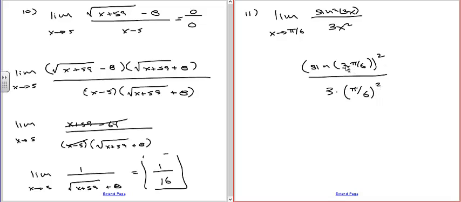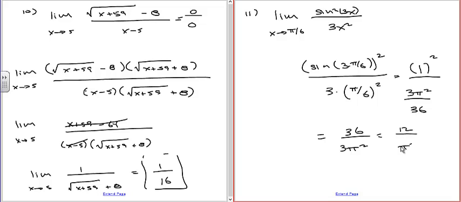Now, here we have 3 pi over 6, which is pi over 2. The sine of pi over 2 is 1. So we'll get 1 squared. In the denominator, we'll have 3 pi squared divided by 6 squared. And you can see we can take the reciprocal of the denominator, and then you can simplify. So you get 12 over pi squared is your answer. The key thing was to recognize that that's not going to 0, so you can't use any squeeze theorem stuff.